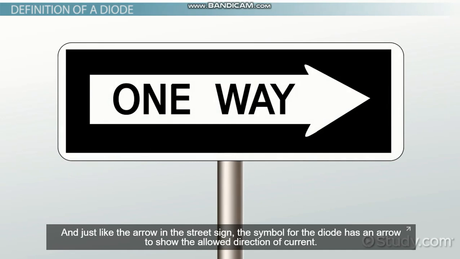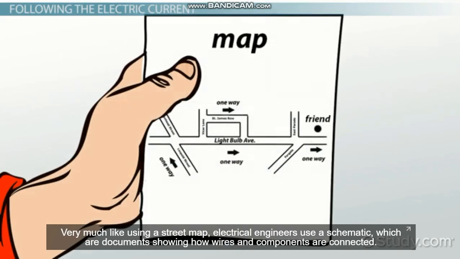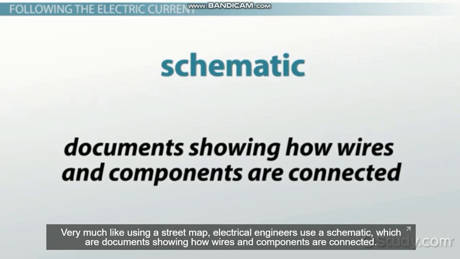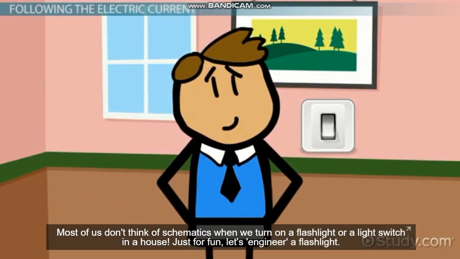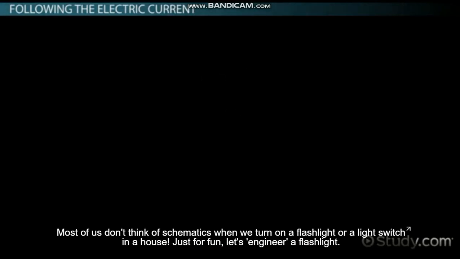And just like the arrow in the street sign, the symbol for the diode has an arrow to show the allowed direction of current. Very much like using a street map, electrical engineers use a schematic, which are documents showing how wires and components are connected. Most of us don't think of schematics when we turn on a flashlight or a light switch in our house. Just for fun, let's engineer a flashlight.